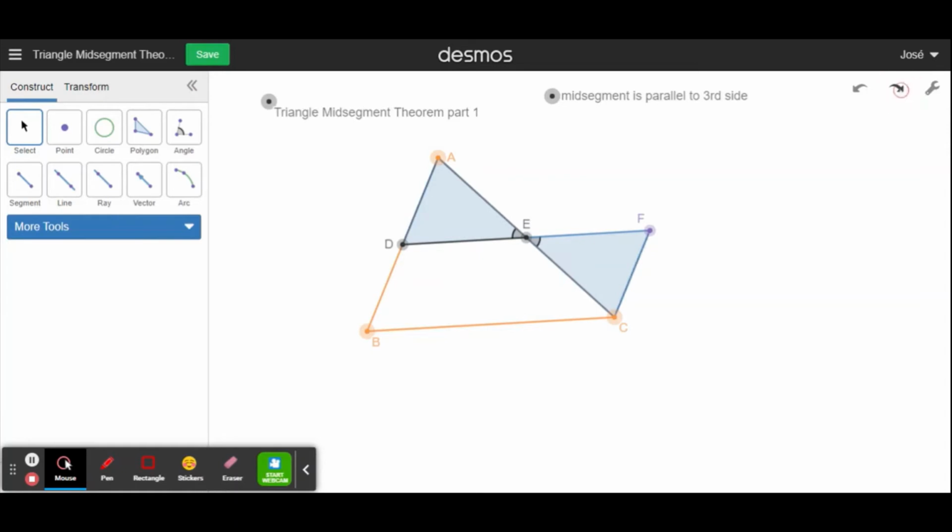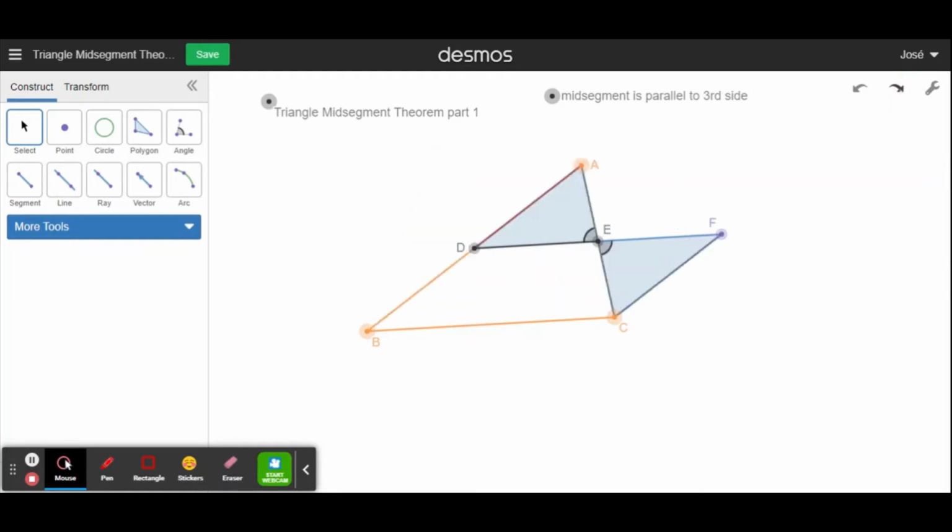Now, because those triangles are congruent, we know that segment AD, that doesn't matter where we put it, segment AD is congruent to segment CF. Corresponding parts of congruent triangles are congruent. And we know that angle DAE is congruent to angle FCE. Again, the measurement doesn't matter. We just know that they are congruent.